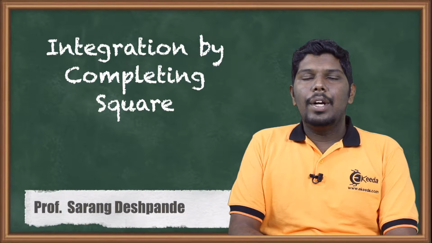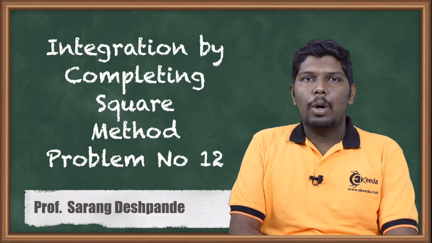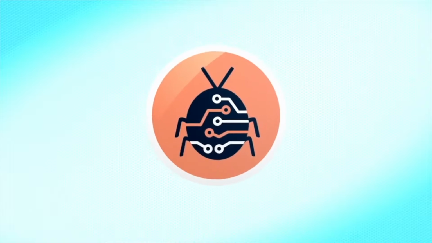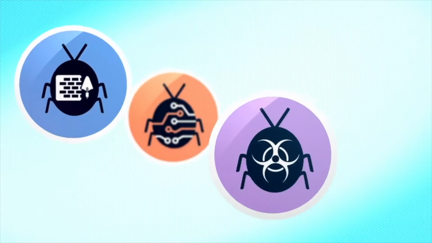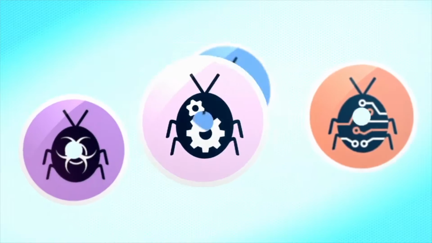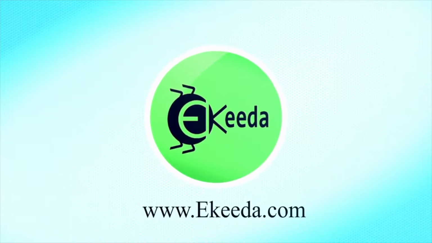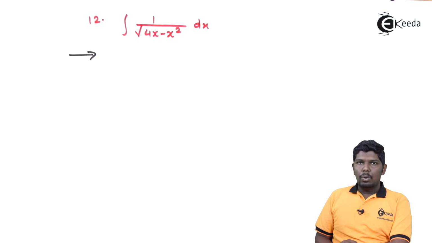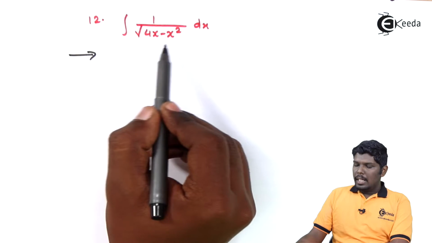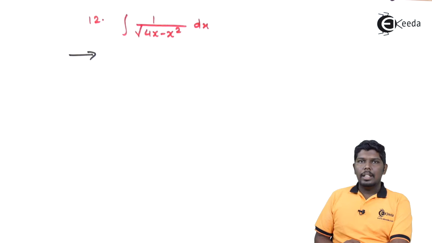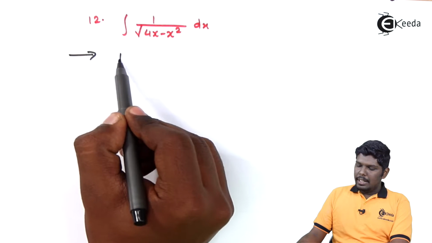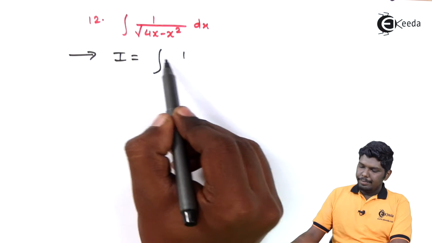Hello friends, in this video we are going to see the last problem which is based on the integral of the form 1 upon under root quadratic. Let us start with problem number 12. Integral 1 upon under root 4x minus x squared dx. Here you can see there is a quadratic expression present in the square root. Let us consider this integral as I.